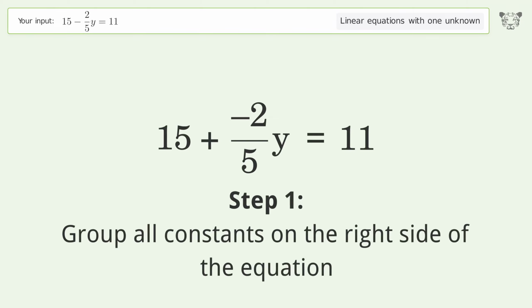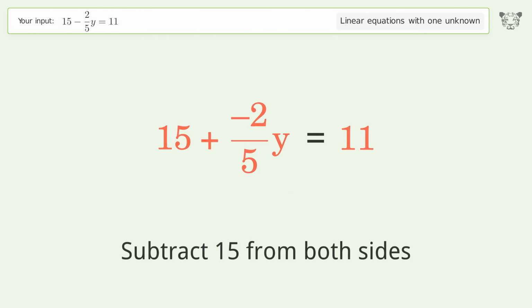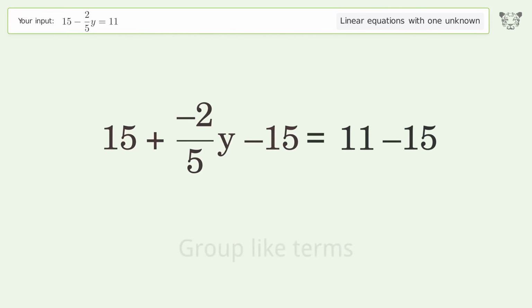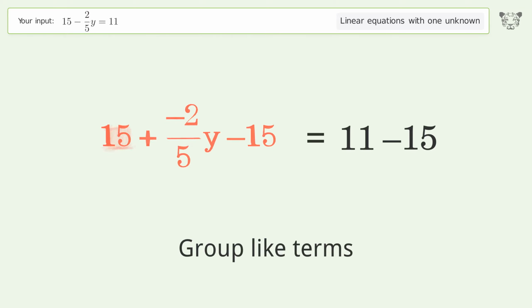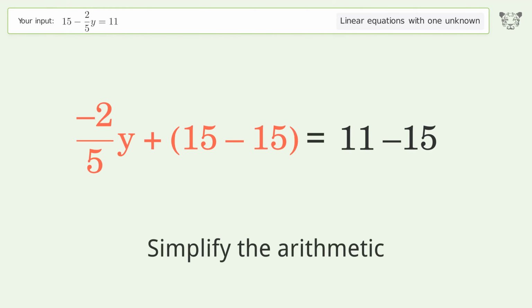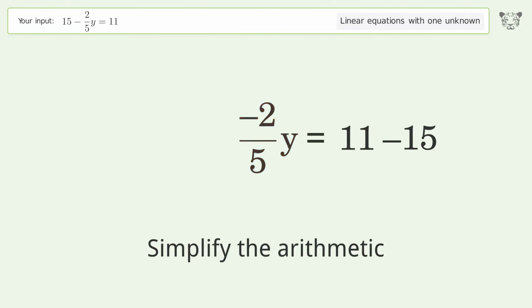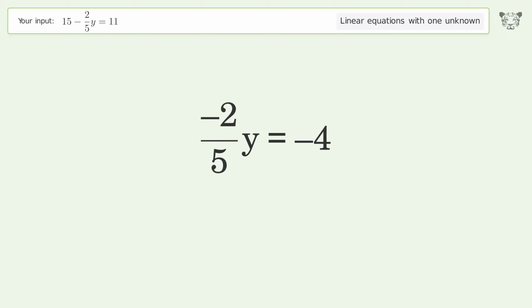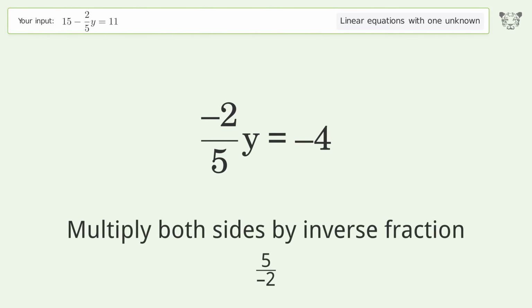Group all constants on the right side of the equation. Subtract 15 from both sides. Group like terms. Simplify the arithmetic. Isolate the y. Multiply both sides by inverse fraction 5 over -2.